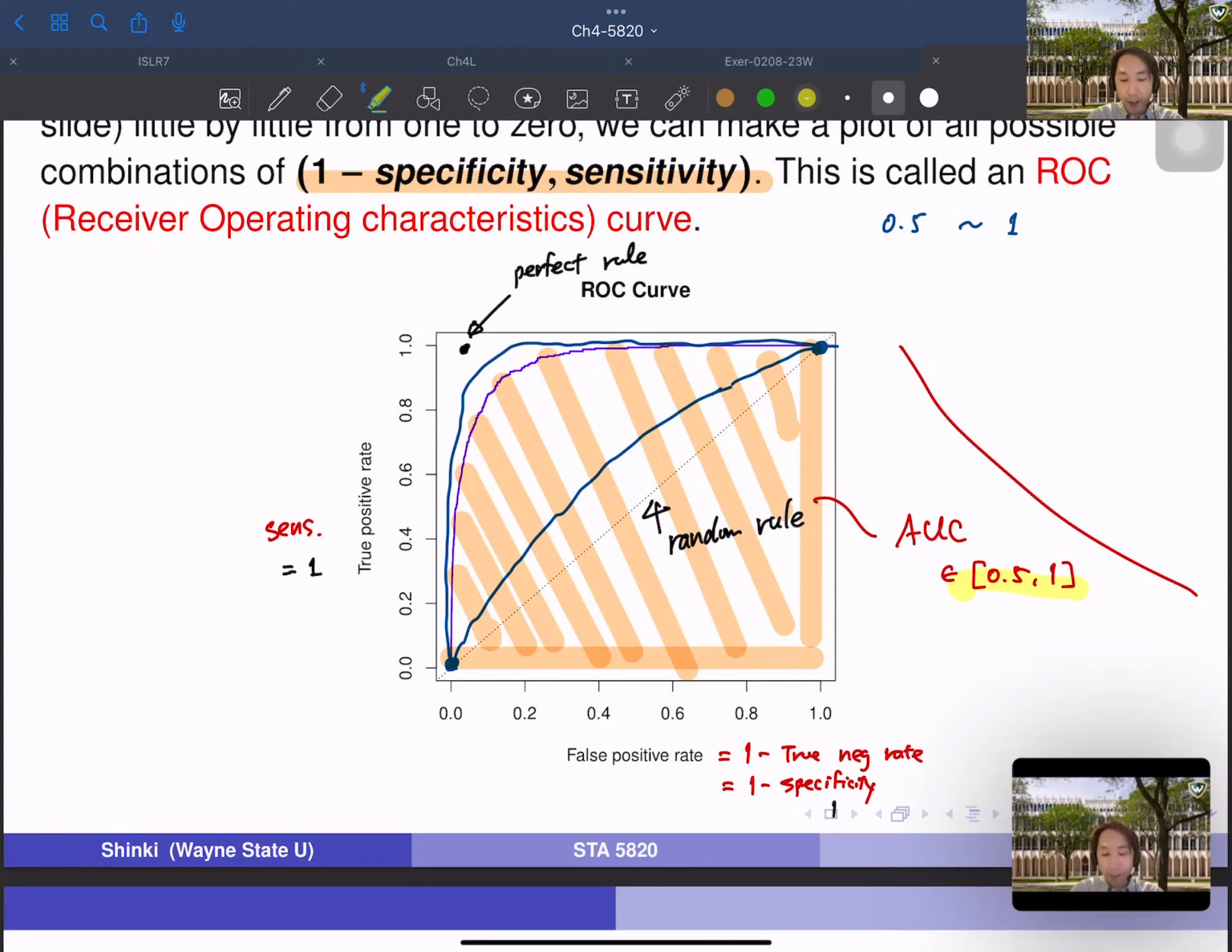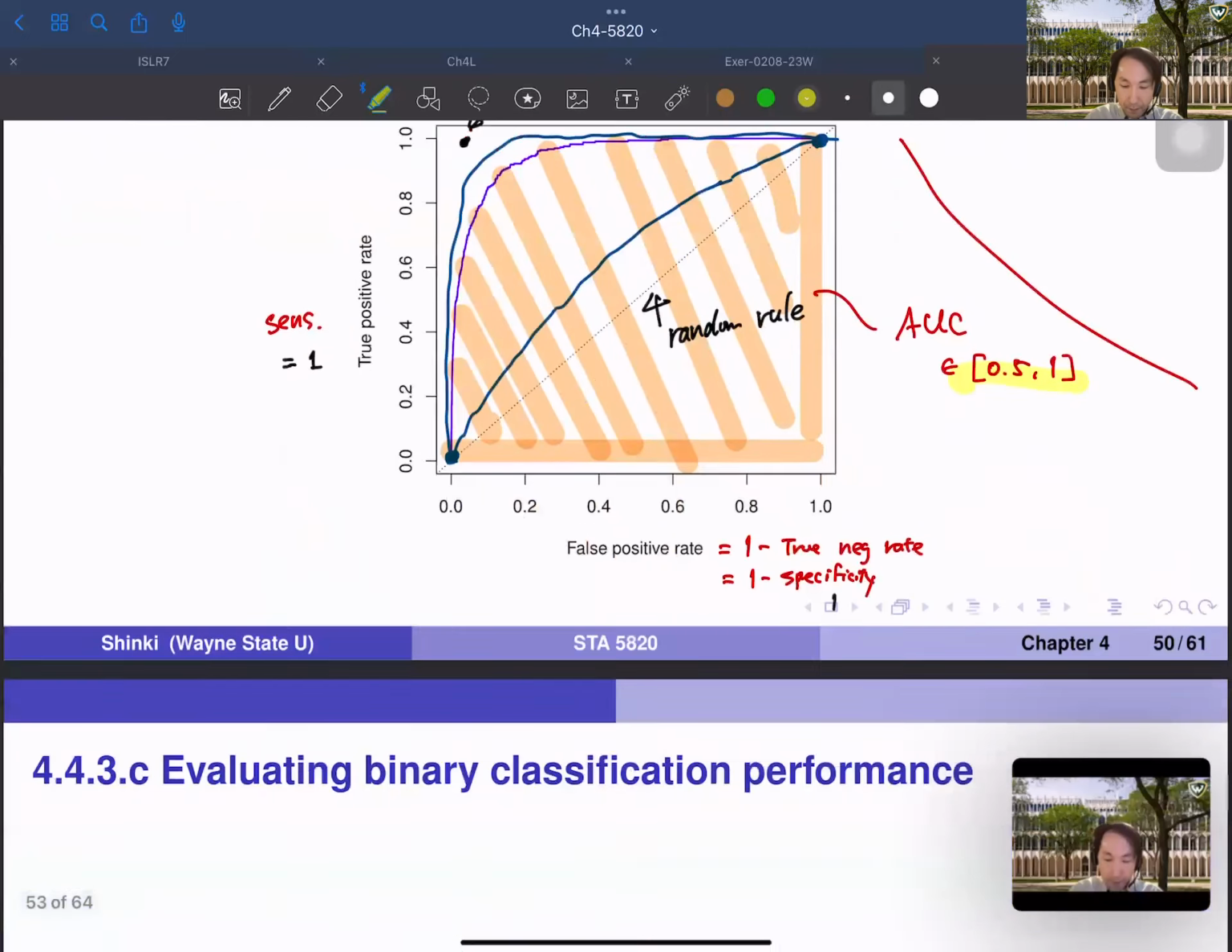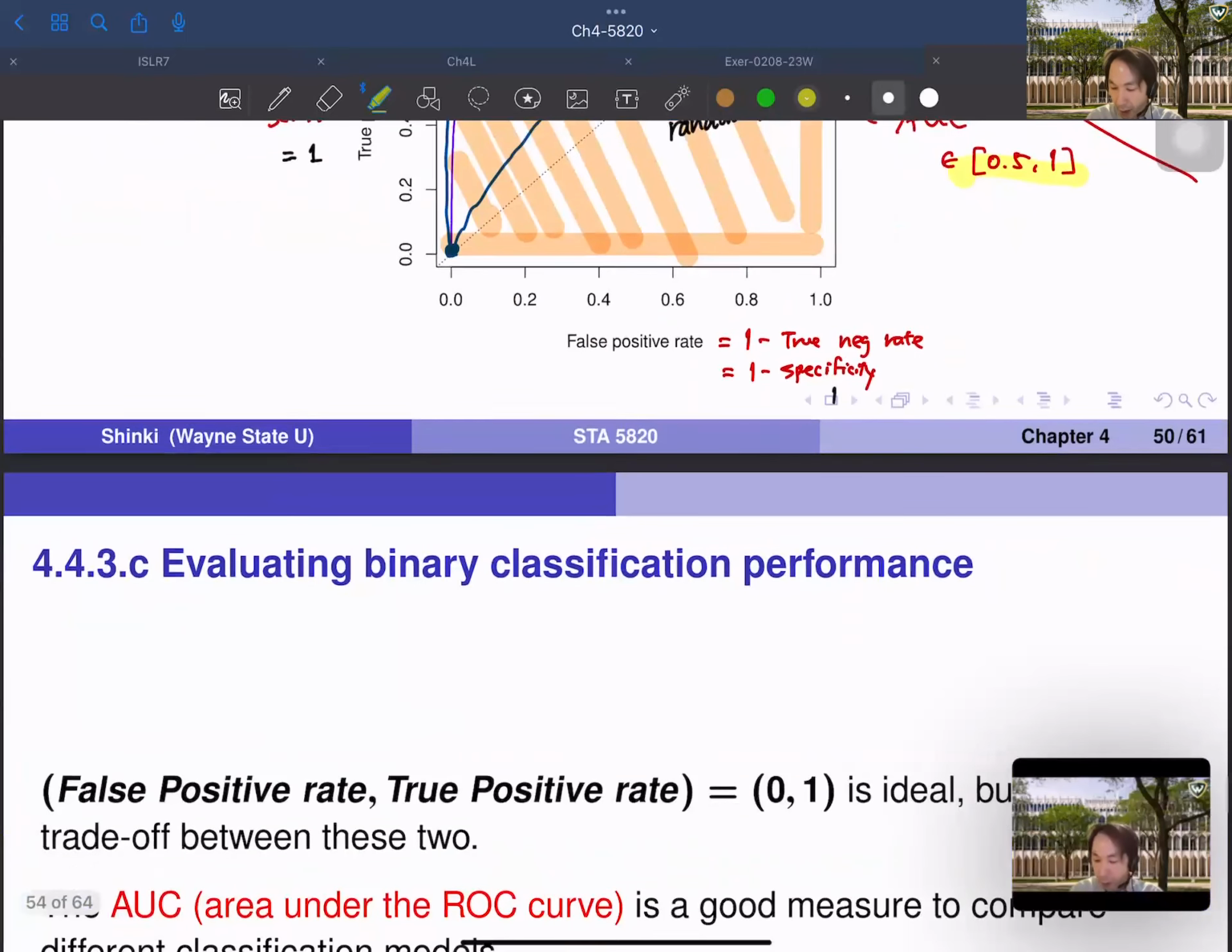If you have two models and the two AUCs are 0.7 and 0.75, it's likely that the model with 0.75 AUC is better. So this is a more comprehensive measure. If you do a binary classification problem, I recommend you to do AUC analysis.